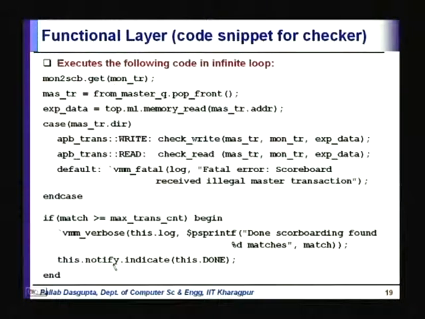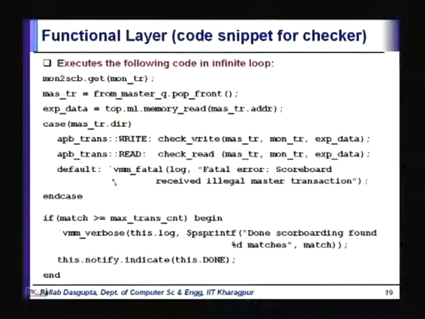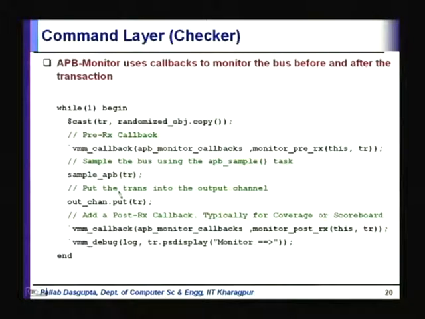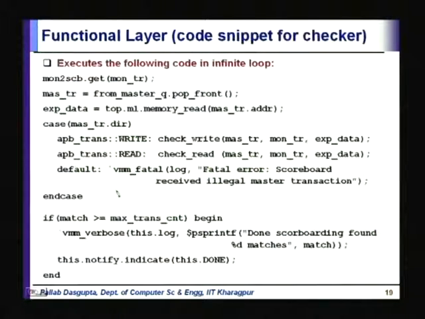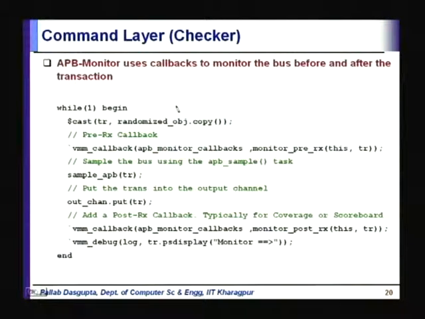You have these layers and you have the channels between the layers, and the information gets passed on, but instead of going from the top to the bottom, here it is going from the bottom to the top. This is also the command layer for the checker. So this was the functional layer for the checker. This is a command layer for the checker.